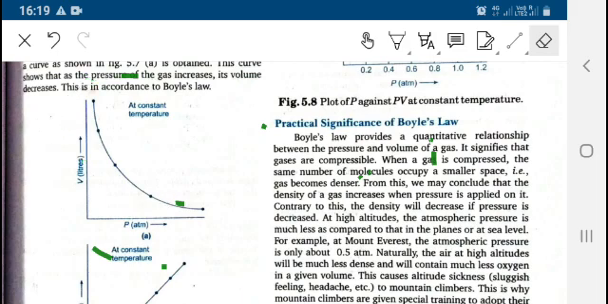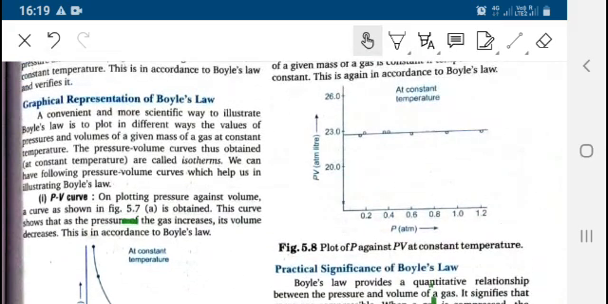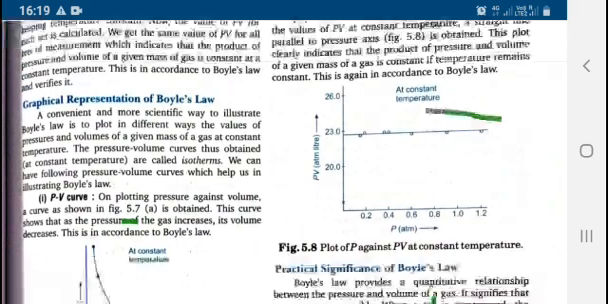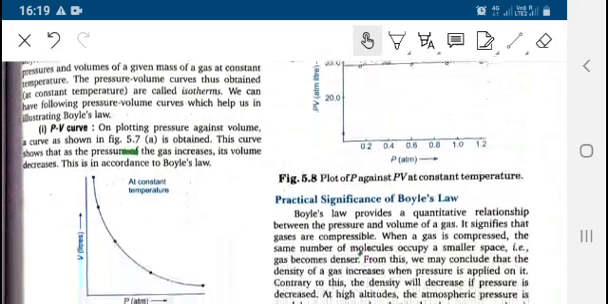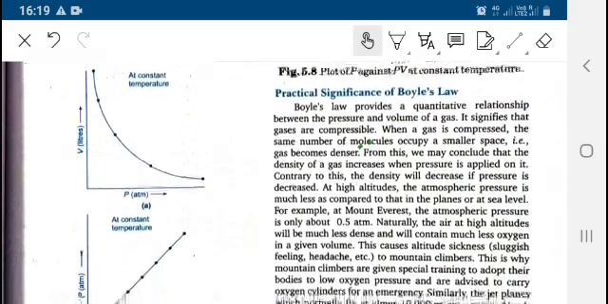Only one graph you have to study for your board exam, that is the PV curve. In the other graph, you can see a plot of P against PV. If you plot pressure against the product of pressure and volume, you can see that a straight line is obtained. So this is about Boyle's law.